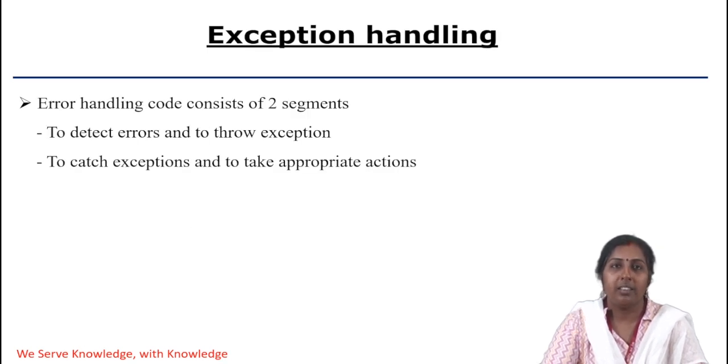All these can be considered as two segments. In the first segment, we detect the errors and throw the exception. In the second segment, we catch that exception and take appropriate actions to handle it. So the entire exception handling can be considered as two separate sections: detecting the errors and throwing the exception, and in the second phase, catching the exception and taking appropriate actions.